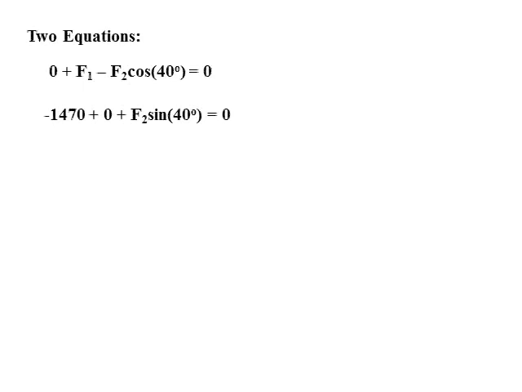Alright, so we need to solve for our two forces. If you notice, this equation right here only has one force in it, and then this equation right here has both forces in it. So what I'm going to do is rearrange each one. This one I'm going to kind of ignore that 0. I'm going to take this negative force 2 cosine of 40 to the other side. This one right here, force 2 sine of 40, I'm going to take the negative 1470 to the other side. So I got force 1 is going to be equal to force 2 cosine of 40, and then force 2 sine of 40 is going to be equal to 1470.